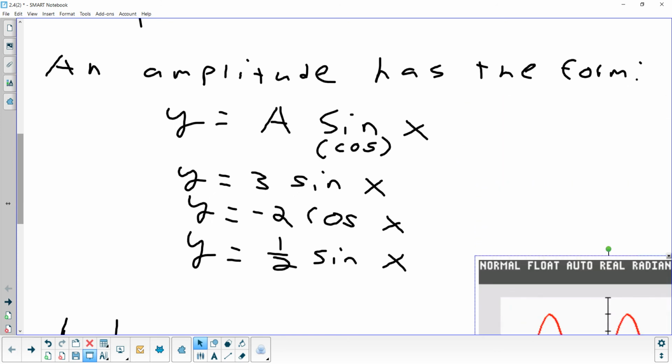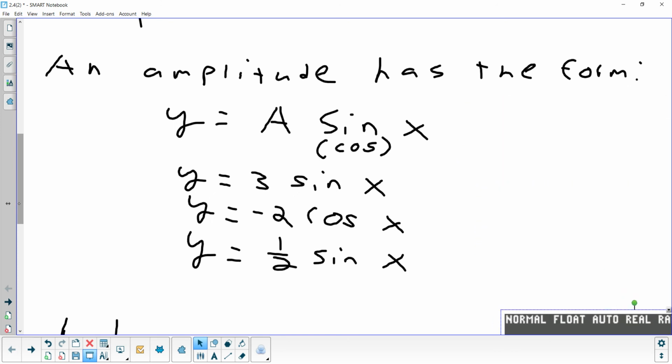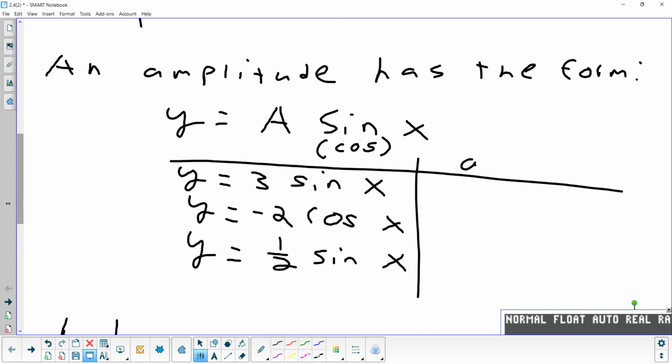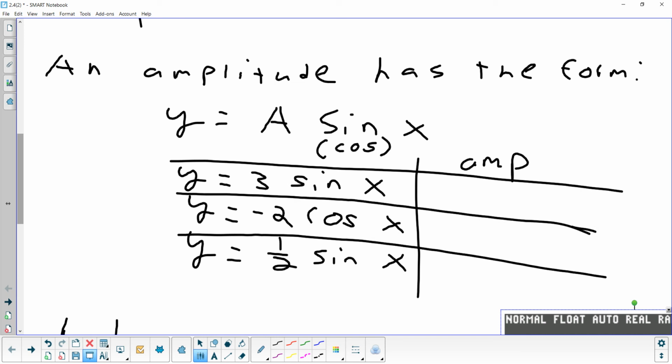So let's actually look at these and find the amplitude of these three. The first one, we already graphed it, but can anybody remind me, what was the amplitude of 3 sine x? 3. How about negative 2 cosine x? What's the amplitude there? 2. And what about 1/2 sine x? What's the amplitude for that one? 1/2. What if I did this down there?